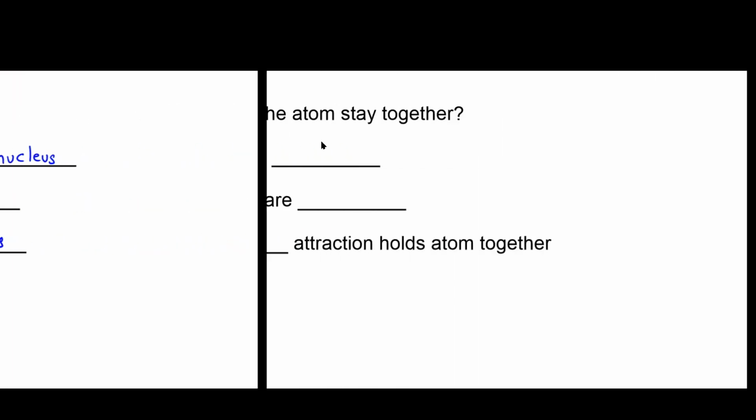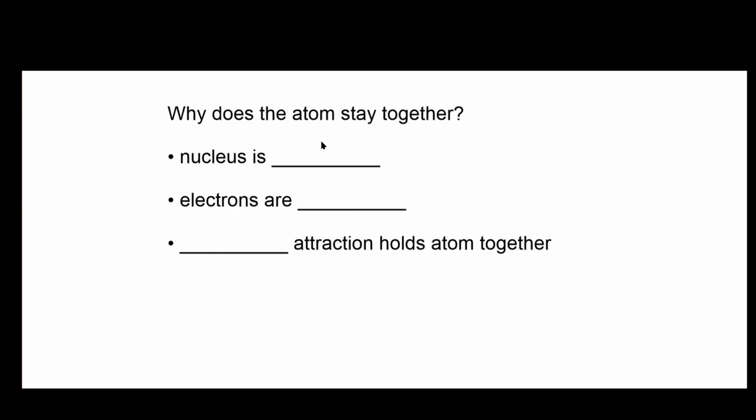The nucleus is positively charged because it contains protons, while neutrons are neutral. Electrons are negative and are found outside the nucleus. So, what holds the atom together? It is the electrostatic attraction between the positive nucleus and the negative electrons. Opposite charges attract, and this attraction keeps the electrons associated with the atom.